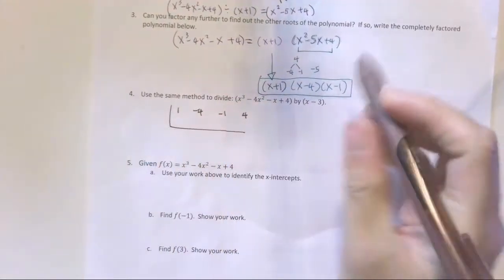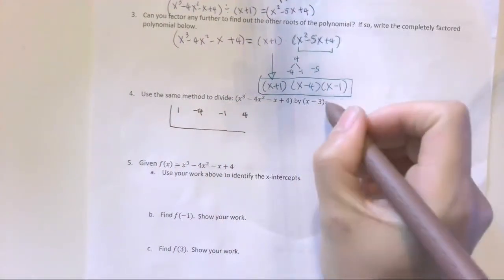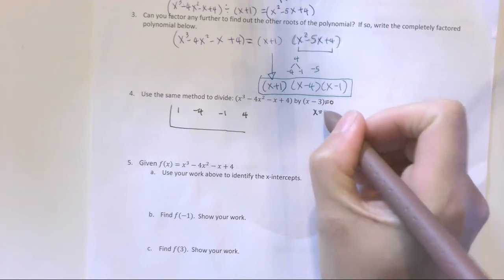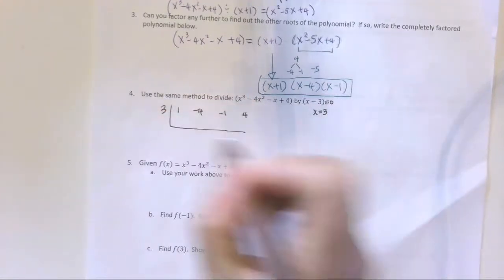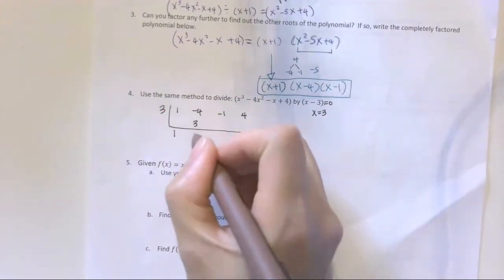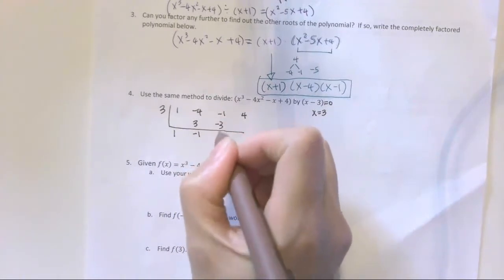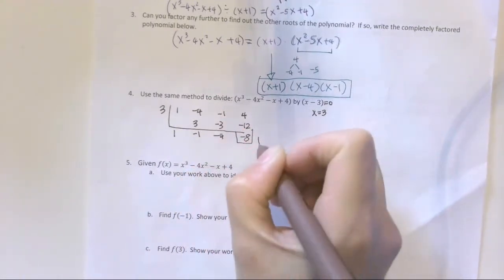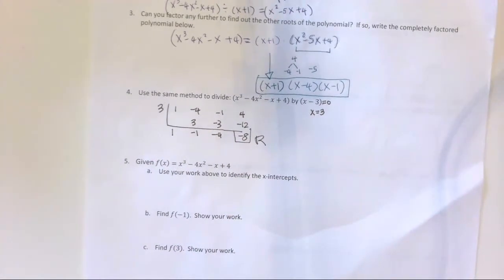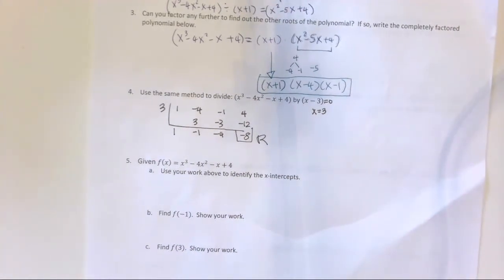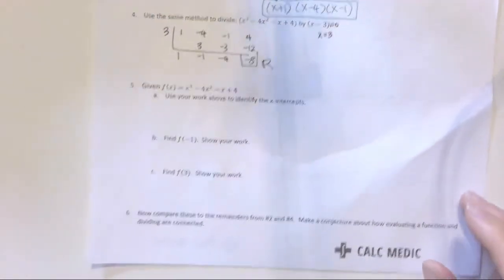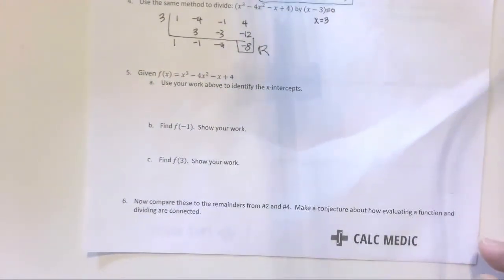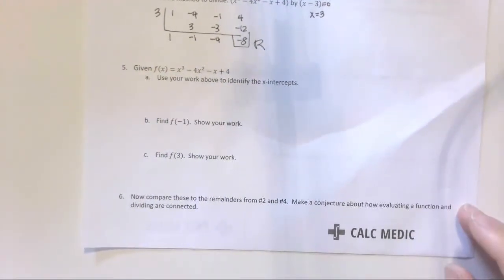Okay, this time I'm dividing by x minus 3. So set it equal to 0. x is equal to 3. So I put 3 over here. Let's go. Multiply, add, multiply, add, multiply, add. Oop! What happened? My remainder is -8 this time. Okay. Well, that's all it's asking you to do. Given that, use your work to identify the x-intercepts and so on.